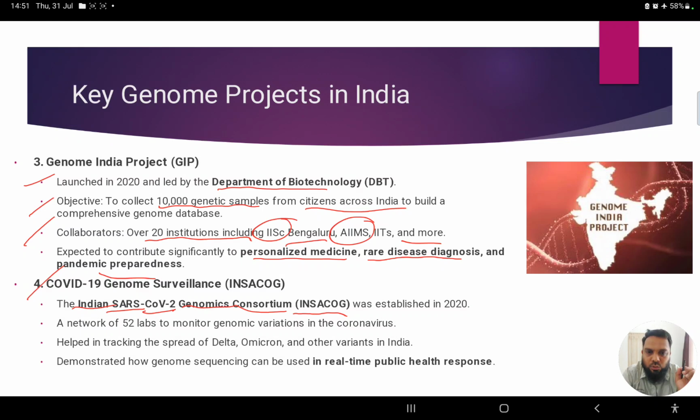It was established in 2020, after the COVID-19 pandemic had come. A network of 52 labs was established to monitor genomic variations and even to monitor the coronavirus. It helped in tracking the spread of the Delta, Omicron, and other variants in India. See, we've been listening to this in the past. When COVID had come, after that we saw the Delta variant of COVID. Then again a variant of COVID by the name Omicron.